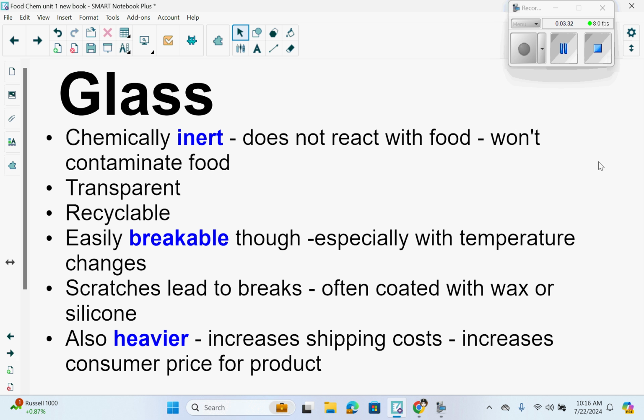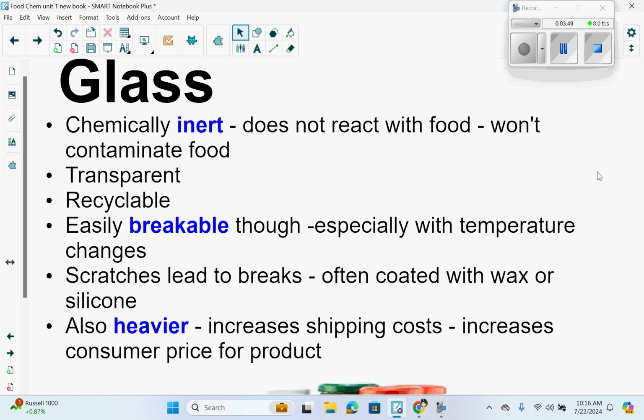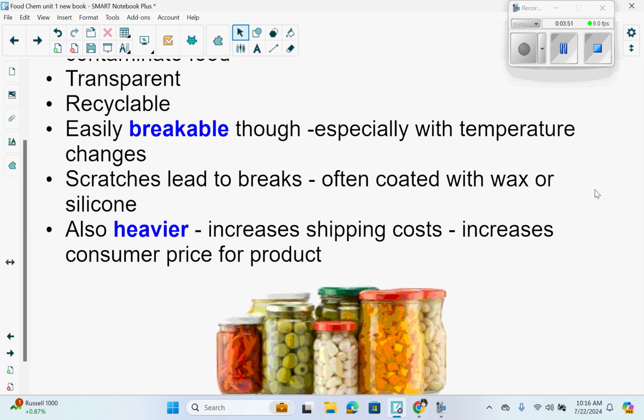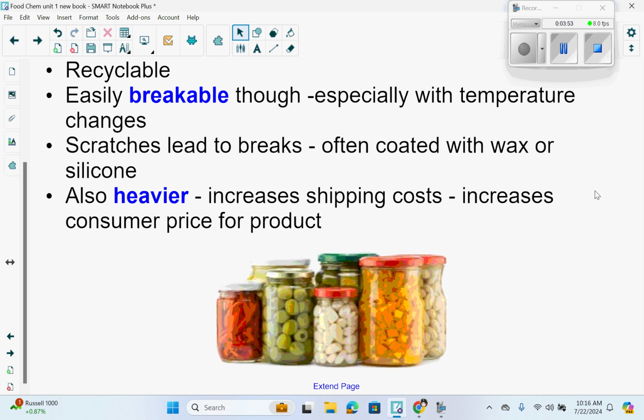Glass. Glass is chemically inert, which means it does not react with food. It won't contaminate food. It's transparent and recyclable. But it is easily breakable though, especially with temperature changes. Scratches lead to breaks, so glass is often coated with wax or silicone, and it's also heavier, so that increases the shipping costs, which increases the consumer price for the product.